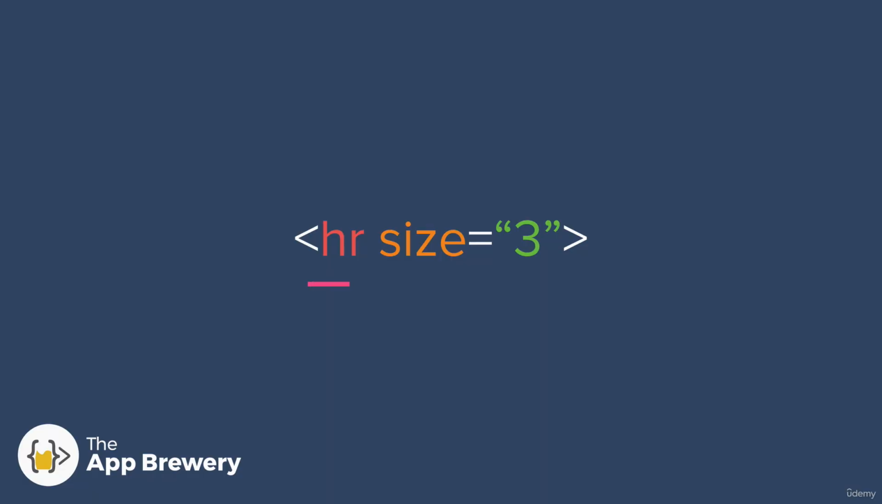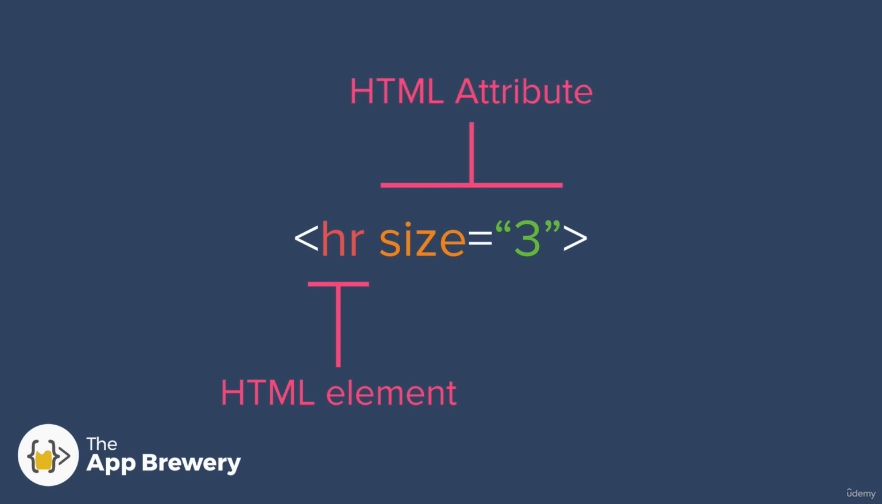Now, we know that the first part of the tag is the HTML element, and it's BR or HR, whatever it is that you want to use. The second part inside the angle bracket, or inside our tag, is new, and this is called an HTML attribute, and it basically gives more information to the browser to specify modifications to that HTML element. So in this case, we're saying that we want a horizontal rule, but we want it in size 3. Now, what does size 3 mean?